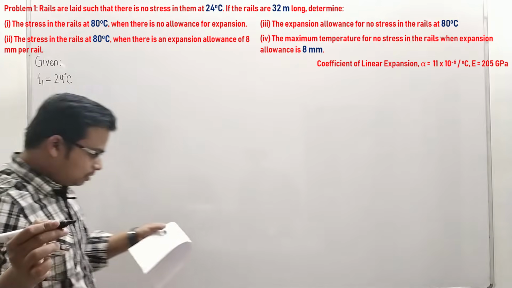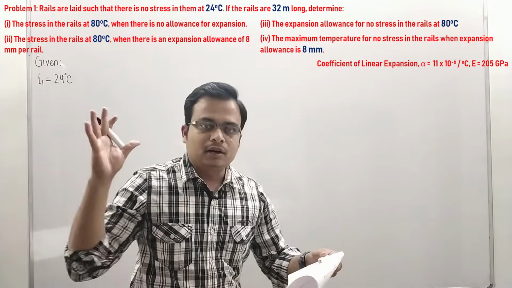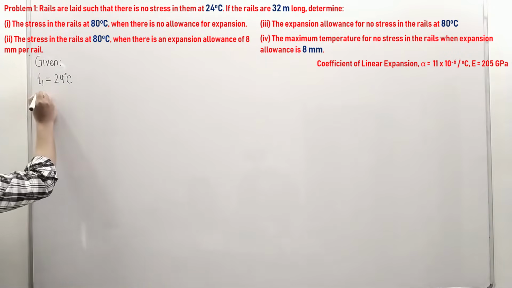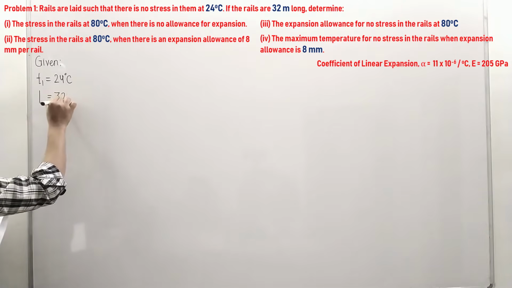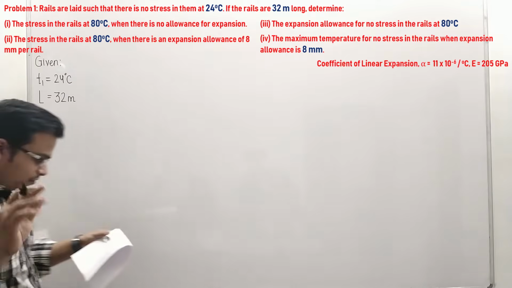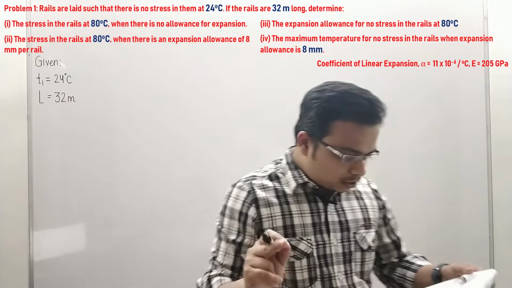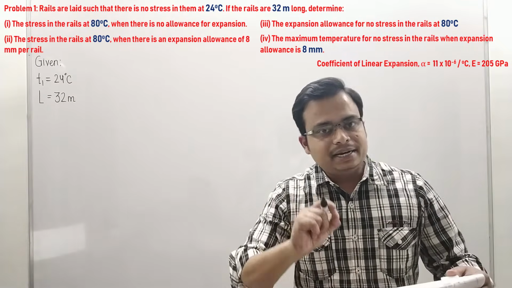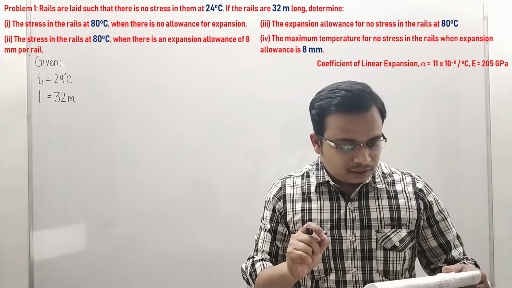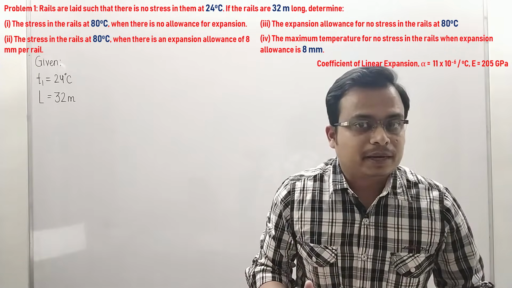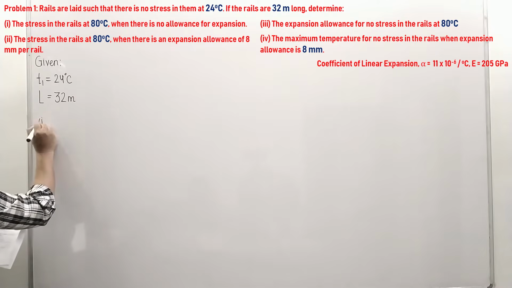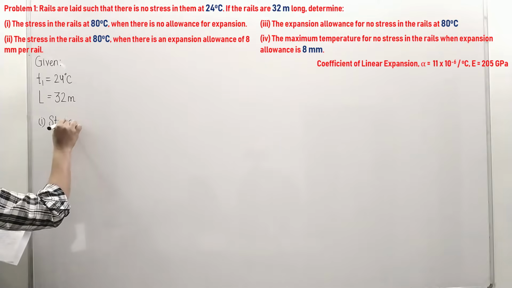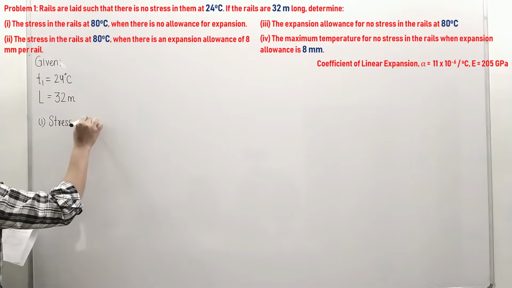Fine. Anything else? The rails are 32 meters long, the length of each rail is 32 meters. The first thing that we've been asked is to calculate the stress in the rails at 80 degrees Celsius when there is no allowance for expansion. Let me just write this. First part of our solution: stress at 80 degrees Celsius for no expansion.